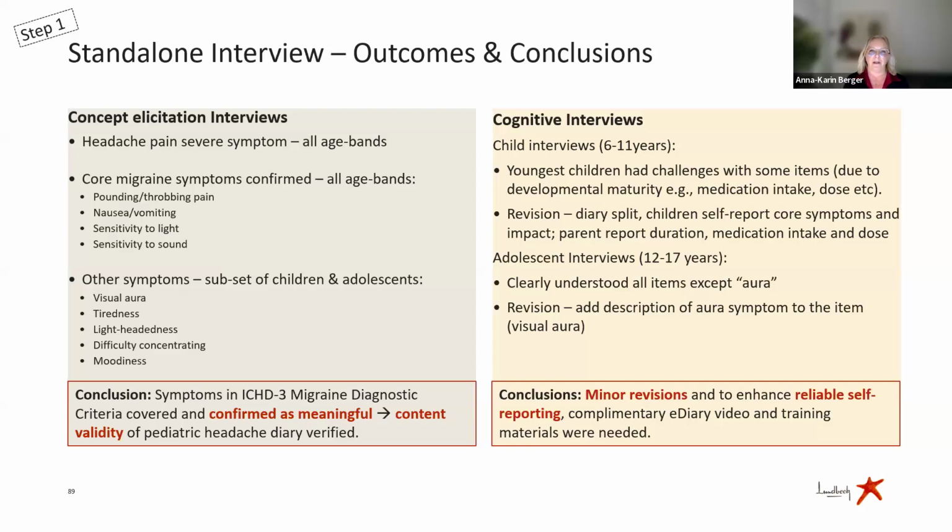Adolescents, on the other hand, clearly understood all items except aura. And the solution to this was to add a description of the aura diary question to have a clarification and a definition. And with the feedback, we concluded there were some minor revisions needed to both the child and the adolescent diaries. And to enhance reliable self-reporting, we also needed to develop a complementary e-diary video and additional training materials.